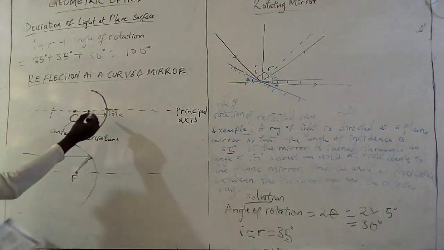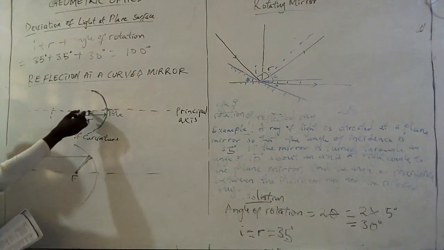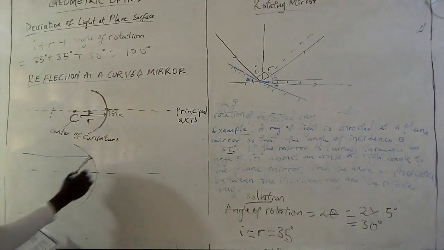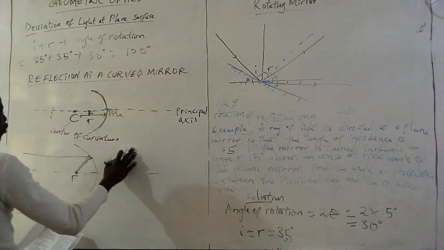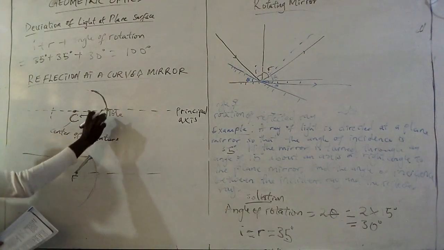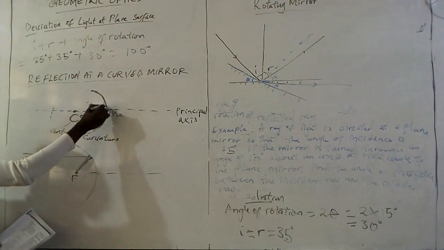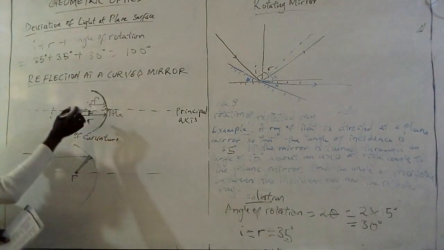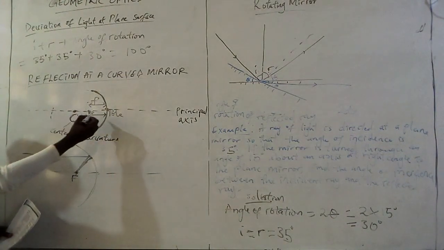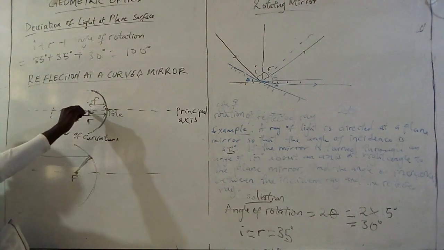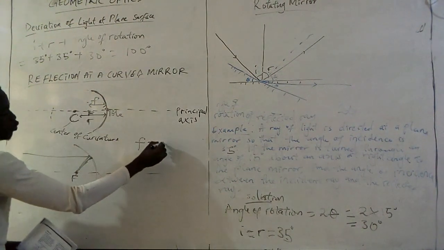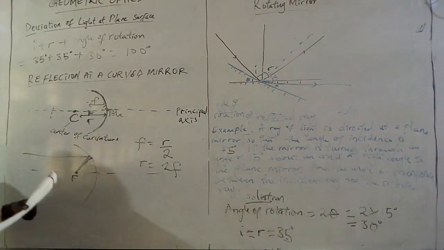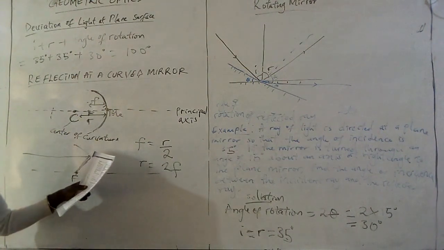Now the distance from the pole to F is always equal to the distance from F to C. The distance from the pole to the principal focus is called the focal length. Since the distance from F to C is the same as the distance from P to F, we can say F is equal to R over 2. So R is given as 2F. Keep that formula in mind.